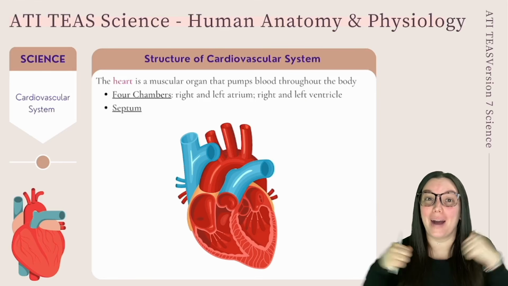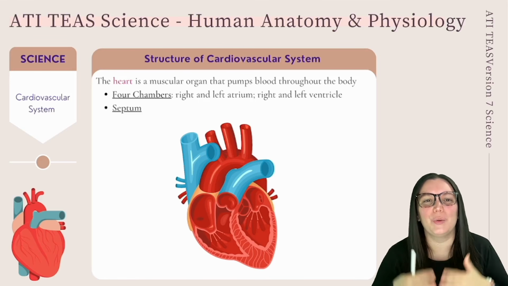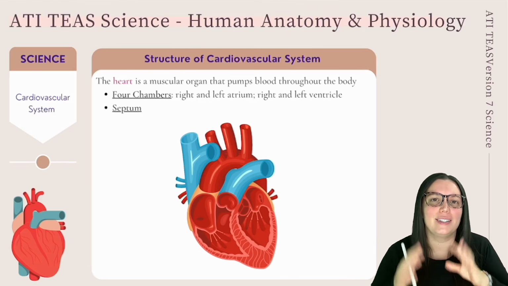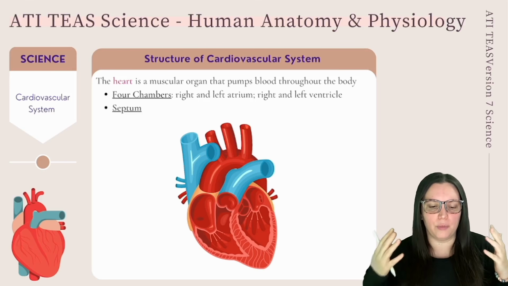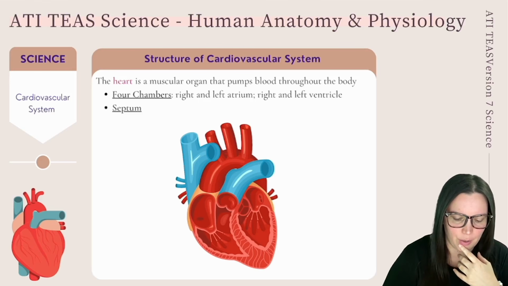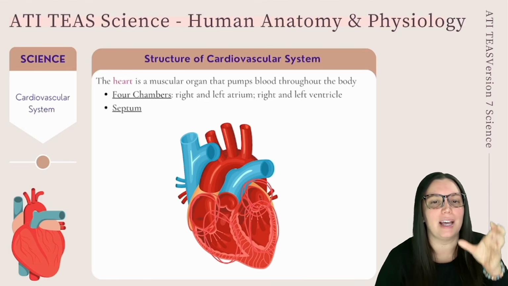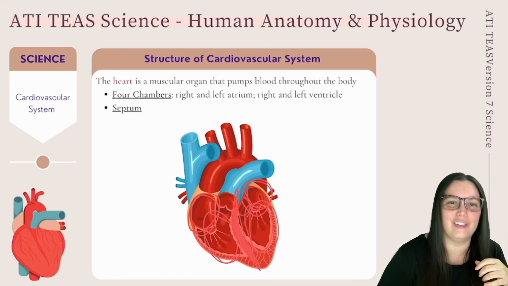Now let's take a closer look at my personal favorite organ, and that is the heart, the cardiovascular system. When it comes to this particular system, it's really made up of the heart, the blood vessels, and the blood. So let's begin by looking at the heart. It is that muscular organ that pumps out blood throughout the body. We have 4 chambers, and that includes our right atrium and our left atrium, and then we have our right ventricle and our left ventricle. And of course, we have the septum. That septum is the wall that separates the left and right side of our chambers.